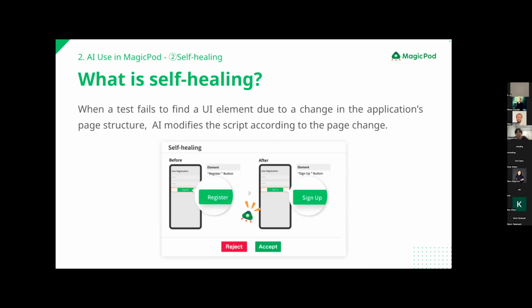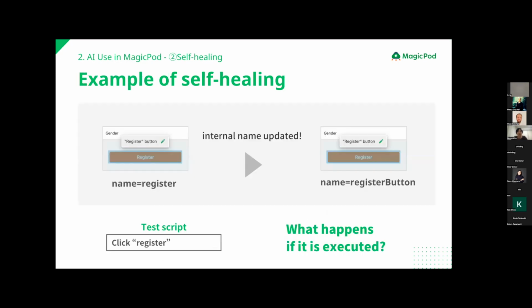When a test can't find a UI element due to a change in the application's page structure, MagicPod AI modifies the test so that it actually does not fail. For example, let's say an element has an internal name "register", and the test script finds the element by this internal name and clicks it.